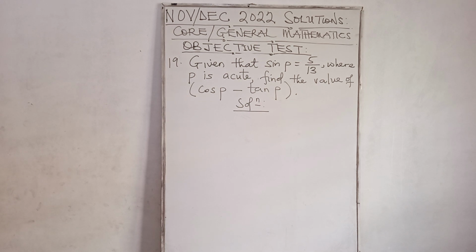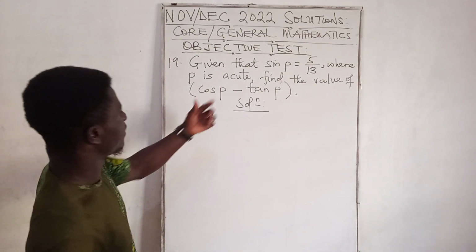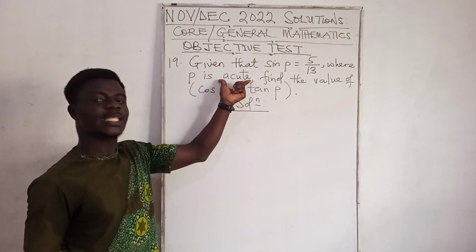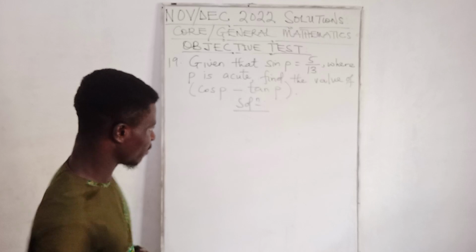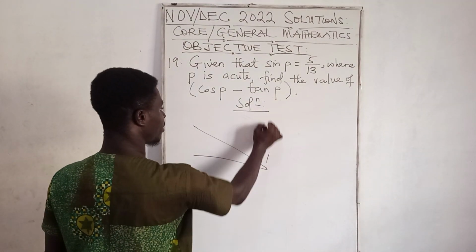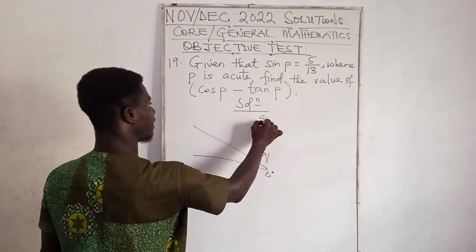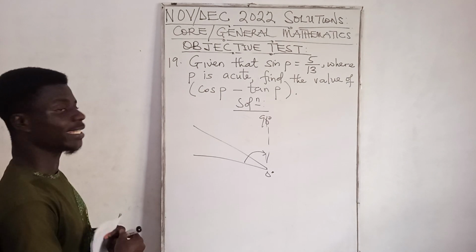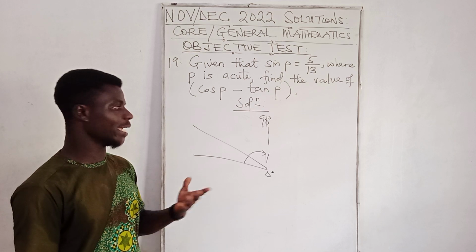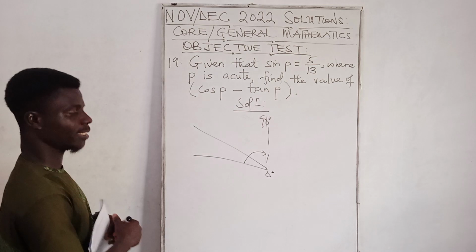So now, p is an angle, right? They are saying that p, which is an angle, must be acute, which means an acute angle. An acute angle is an angle greater than 0 degrees but less than 90 degrees. These are angles whose measure is greater than 0 degrees but less than 90 degrees.